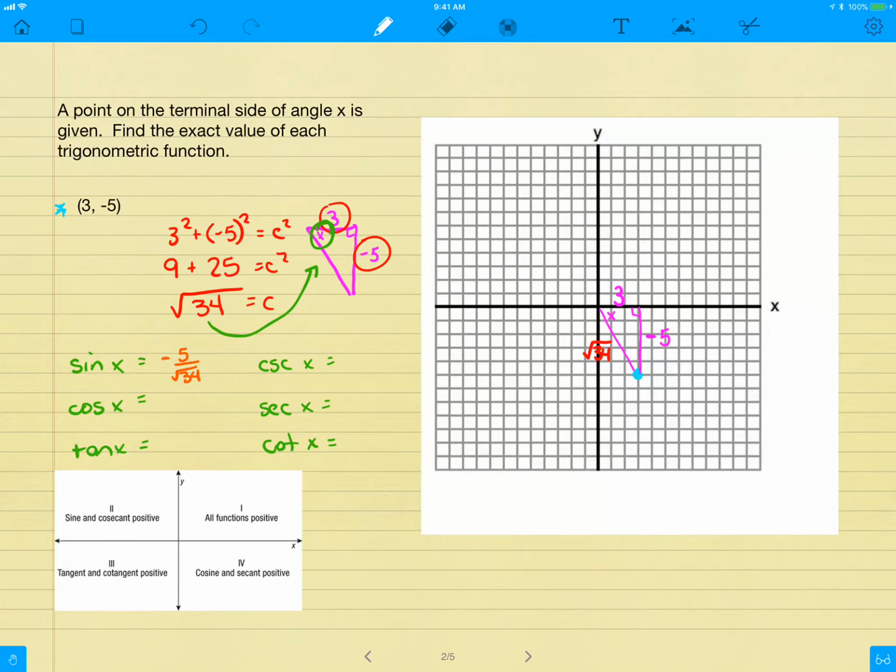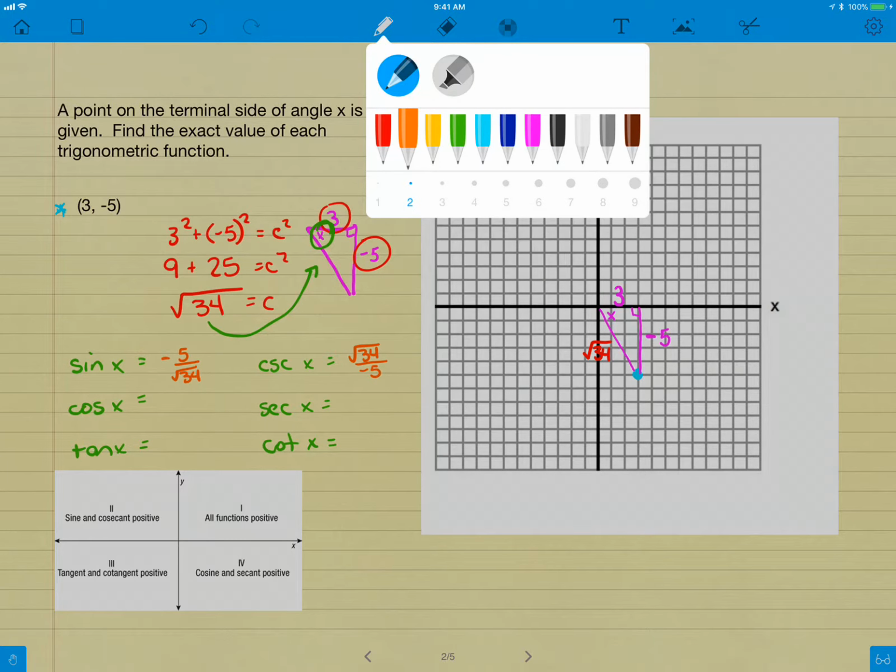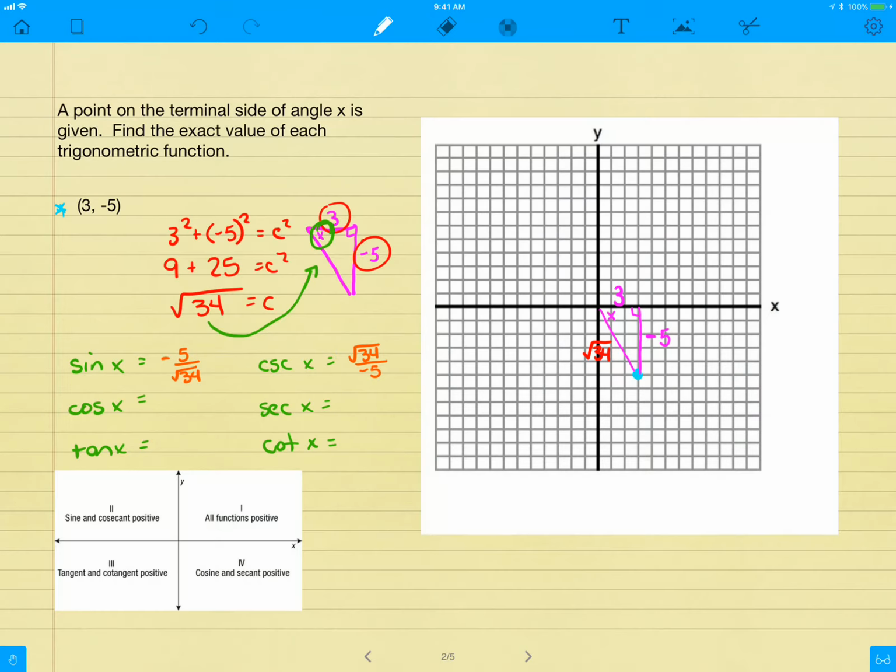Then to flip that over, I have root 34 over negative 5. Okay, so that's the first ones. Now cosine, let's go to a different color here, maybe blue. Now I have to do the adjacent wall. The adjacent wall to x is the 3 over square root of 34. And then flip that over, that's root 34 over the 3.